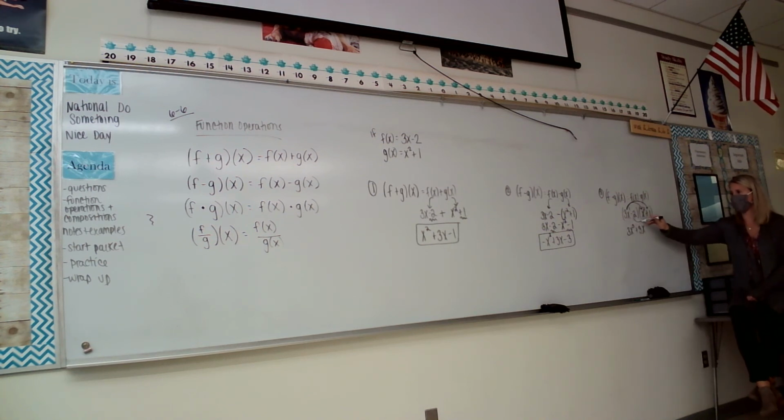Now I'm going to distribute my second term. I get minus 2x squared minus 2. And please make sure final answer should be in standard form. That would give me 3x cubed minus 2x squared plus 3x minus 2. And that would be your final answer.